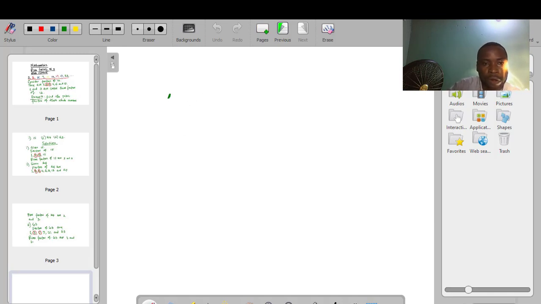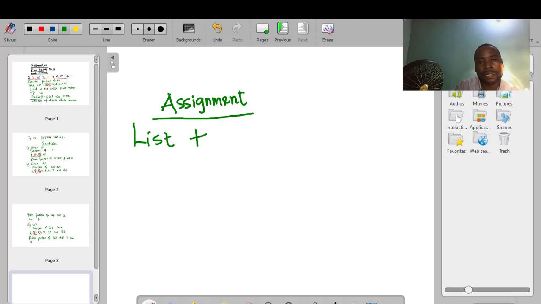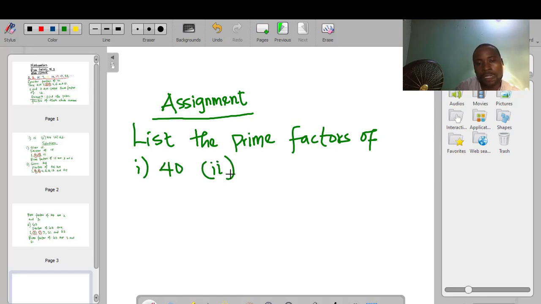So for today's lesson, I'm going to give you an assignment. The assignment is that you will list the prime factors of these numbers. List the prime factors of 40. List the prime factors of 49 and list the prime factors of 25. That's your assignment.